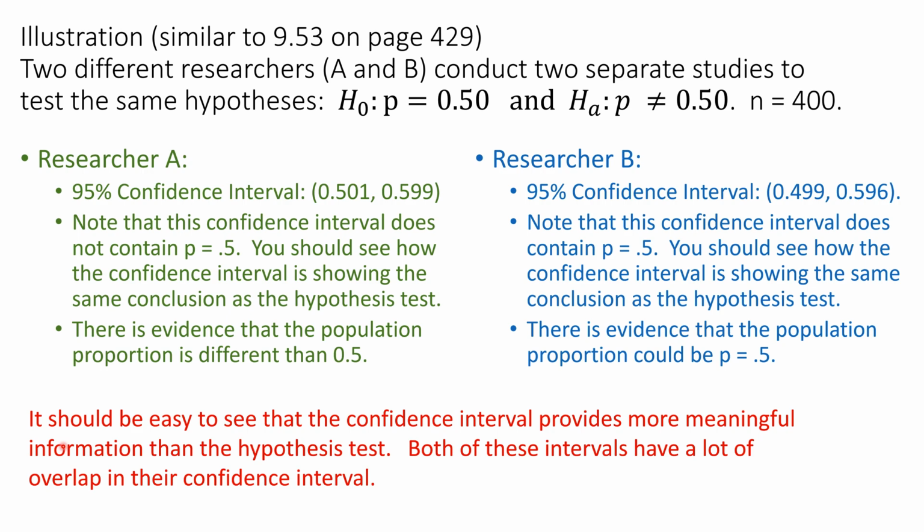However, it should be easy to see that the confidence interval provides more meaningful information than the hypothesis testing. Both of the intervals have a lot of overlap. Last, a confidence interval not only can tell us whether we should reject the null hypothesis or not, it also gives us the plausible range that the parameter values could be.